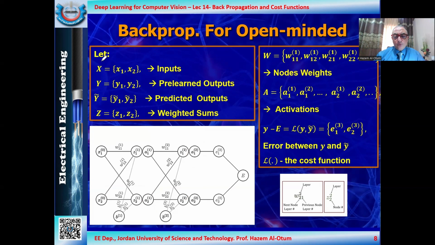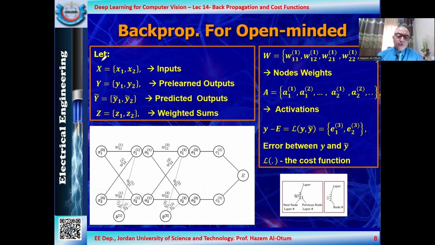Now, what is y? Here the error is equal to y minus the predicted output. So this is the cost function between the predicted output and the pre-learned output. And we denote this, suppose that we have a virtual layer here, as E13 and E23. This is E13, so this will be related to Y1, and this will be related to Y2. We suppose that it's at layer 3.